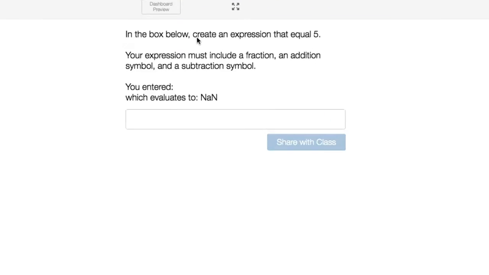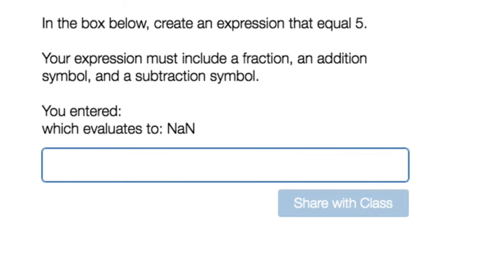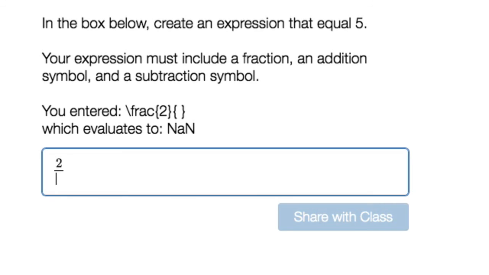Lastly, it says create an expression that equals 5. So you have to write an expression that equals 5. It says your expression must include a fraction, an addition symbol, and a subtraction symbol. So let's start with a fraction. I'm just going to write 2 over 4. That's my fraction. So right now it equals 0.5, but we want it to add up to be 5. And so it says it has to have a fraction, an addition symbol, and a subtraction symbol.